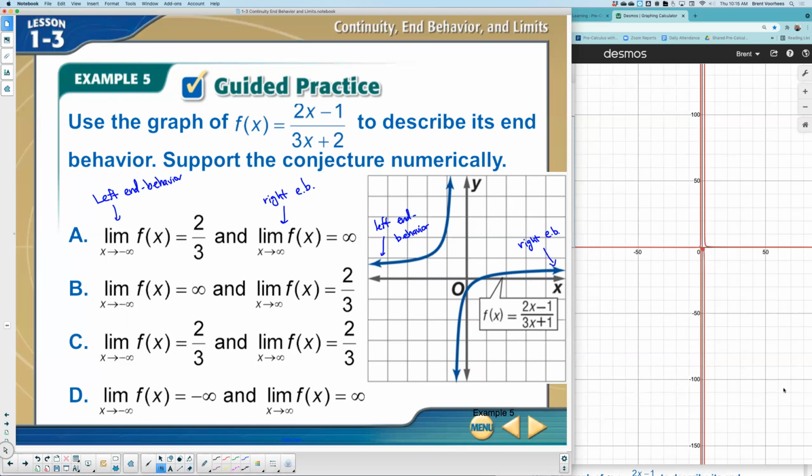The questions you ask yourself: is it going up forever, down forever, flat forever, or is it arriving at a point?